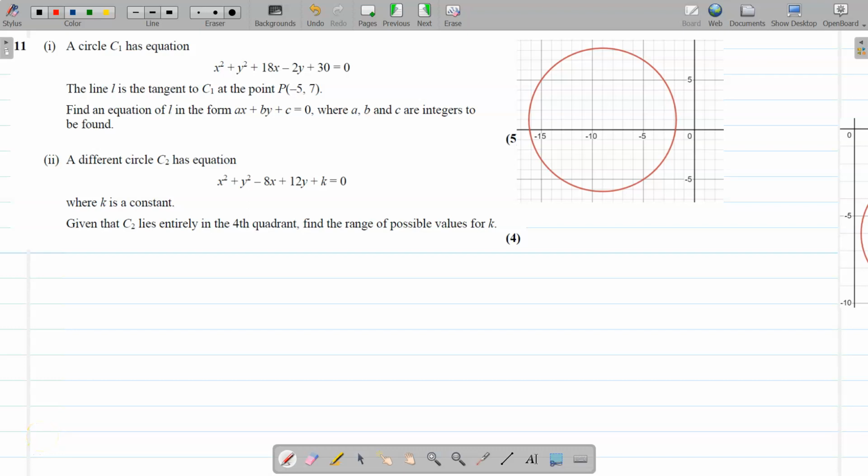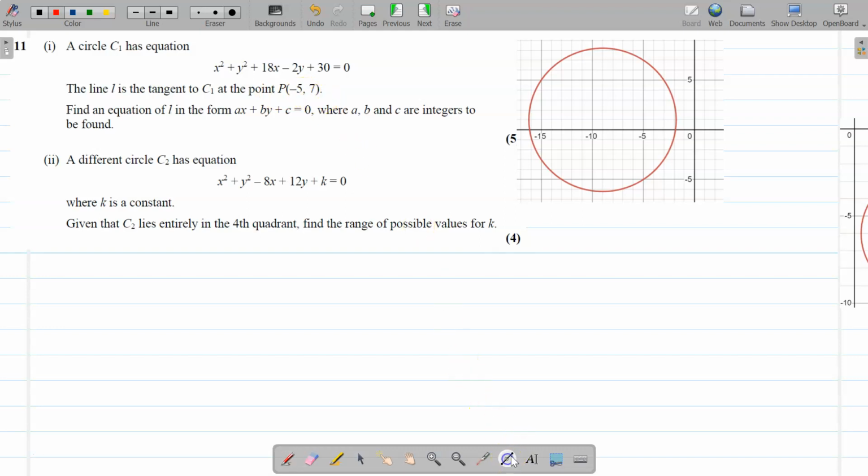Year 12 PPE question 11 about a couple of circles. So we start with circle C1 with that equation. I've already sketched it here so we know what it looks like, but let's work on this. And we're looking for the line L that is a tangent to the circle at the point -5, 7.